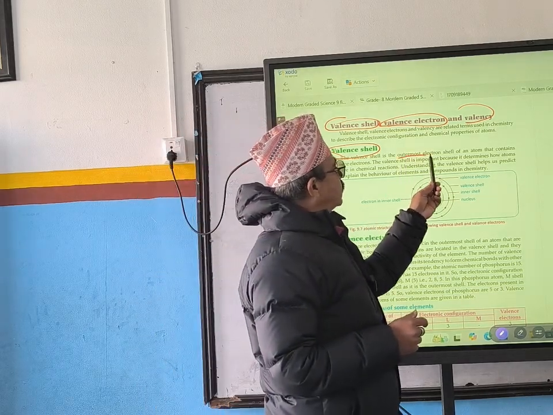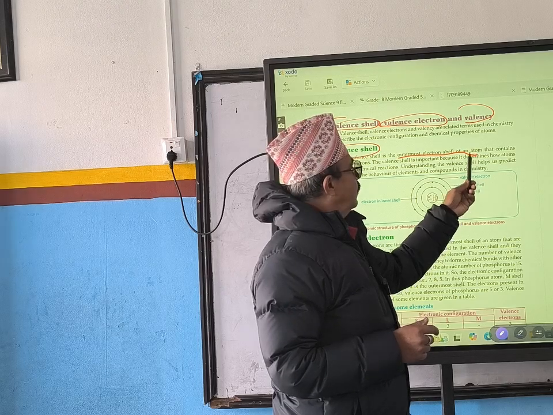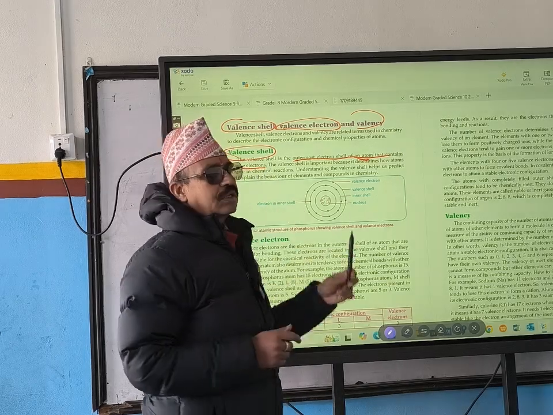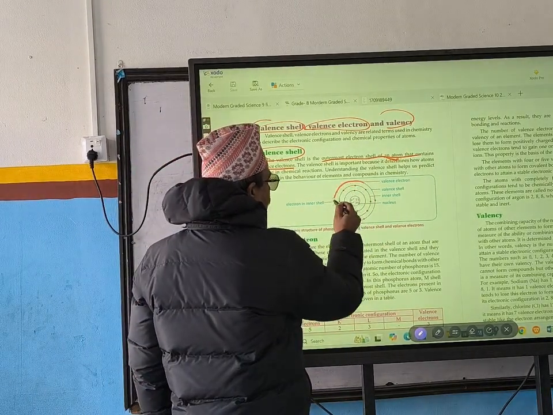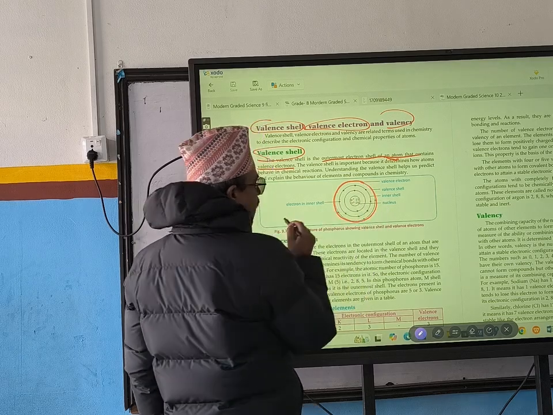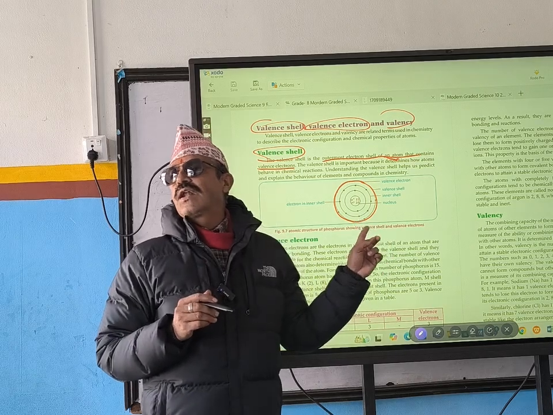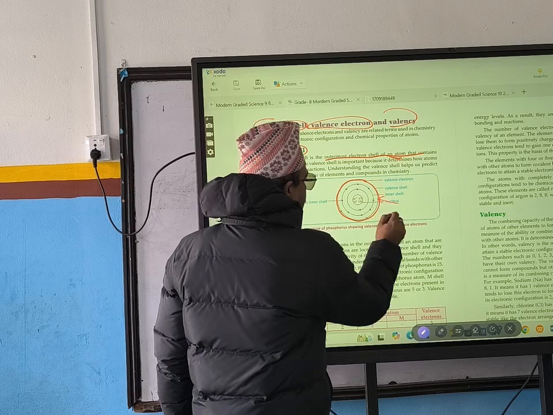The outermost electron shell. You can underline in the book, children. The outermost electron shell of an atom that contains valence electron is called valence shell. Simply, the outermost orbit or shell of an atom. The outermost orbit or shell of an atom is called valence shell. So this is valence shell here.